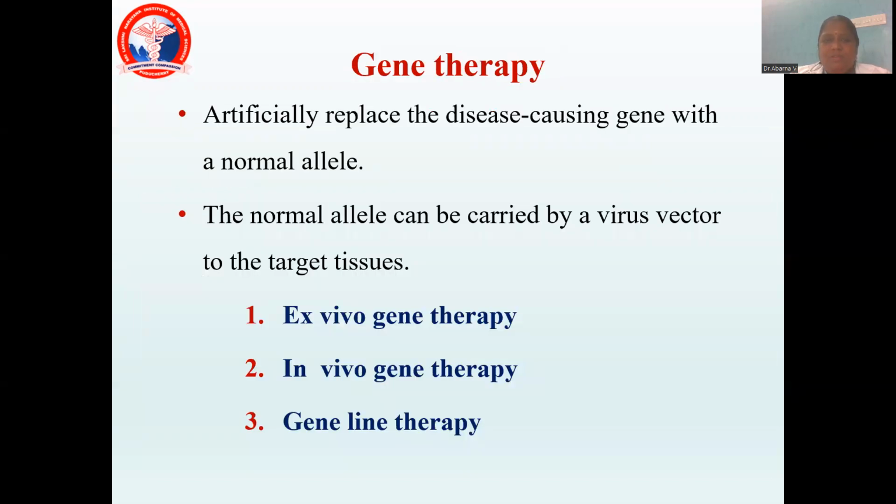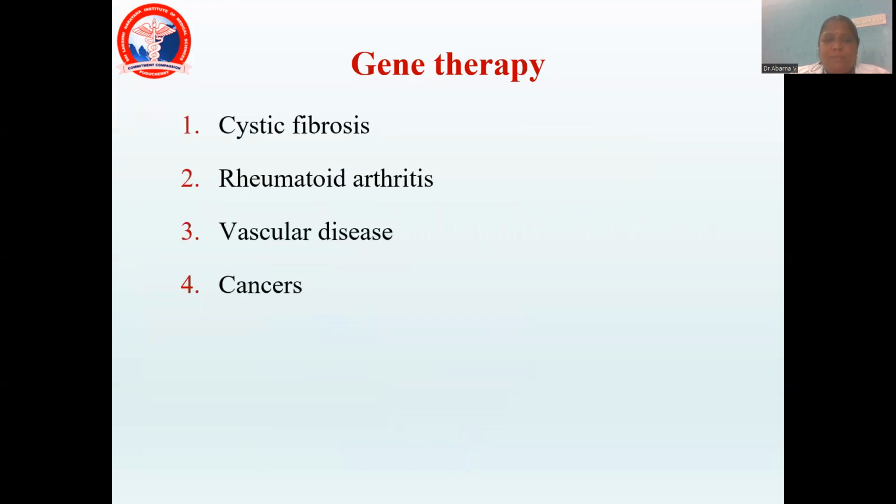As we discussed, in gene therapy, we artificially replace the disease-causing gene with a normal allele. A normal allele can be carried by a viral vector to the target tissues. It may be ex vivo gene therapy, in vivo gene therapy, or even germ line therapy. This gene therapy is very useful in cystic fibrosis, rheumatoid arthritis, vascular diseases, and many cancers.